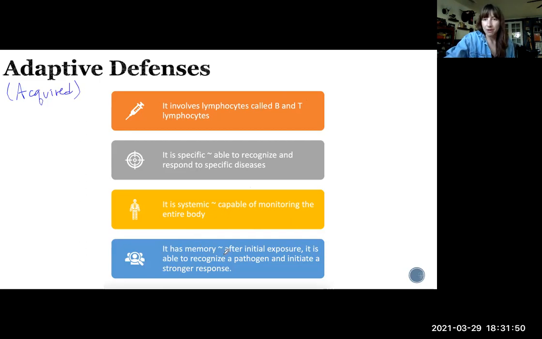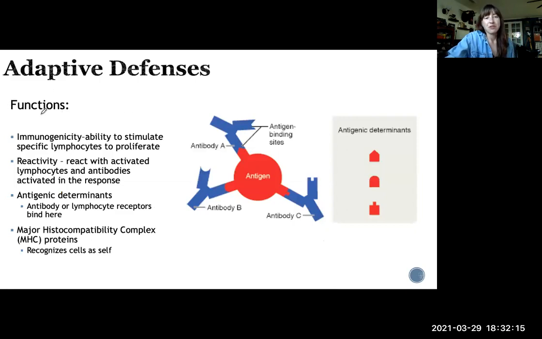And it has memory, of course, right? Your immunity, the antibodies that you get from this adaptive immune system, is the part that we think about when we think about the immune system. After your initial exposure, it's able to recognize that pathogen and initiate a stronger response the next time. Stronger and faster.